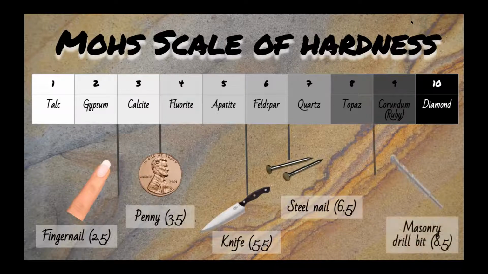Then we have a masonry drill bit. So the masonry drill bit is at an 8.5, and it's harder than regular screws or nails that you might use at home. I had to purchase one of these because our walls here at the EEC are made of brick and concrete, and I needed an extra strong drill bit to be able to get into the wall. So those are the hardest tool we'll talk about.